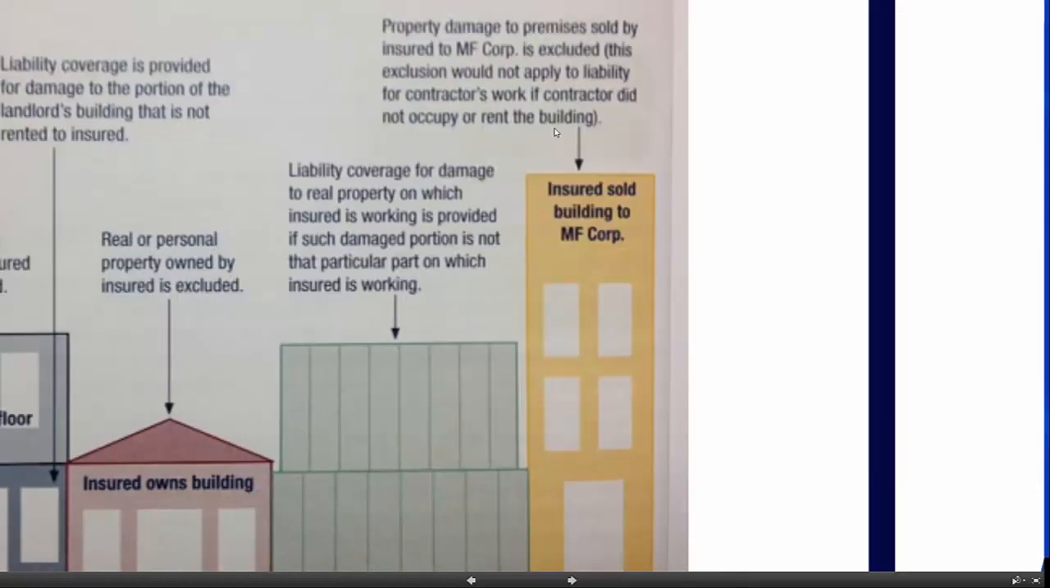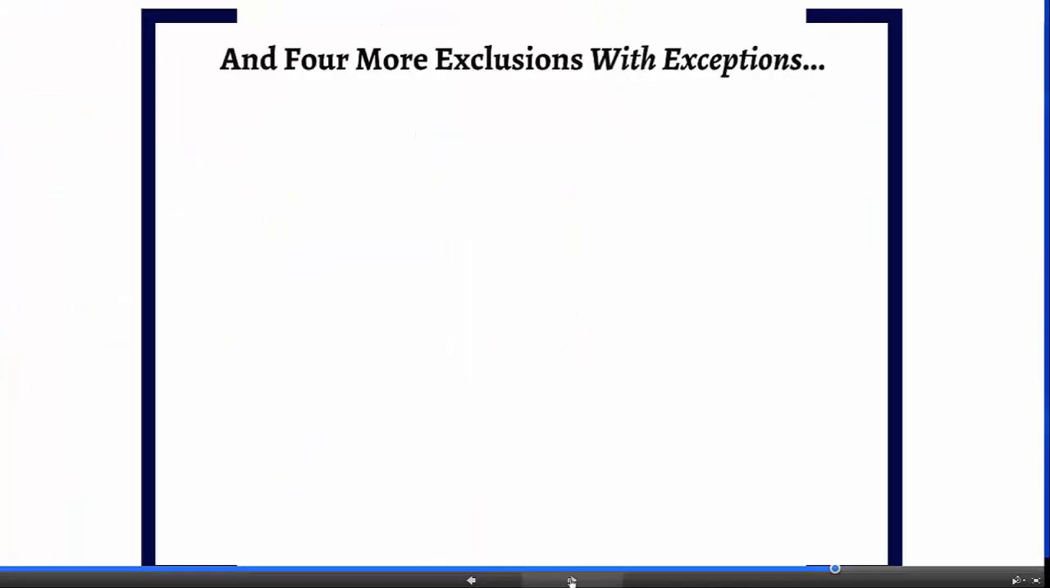And last, the insured sold a building to MF Corporation. Property damage to premises sold by the insured to this other corporation is excluded. The exclusion, however, does not apply to liability for contractor's work if the contractor did not occupy or rent the building. Now, 4 more exclusions with exceptions.